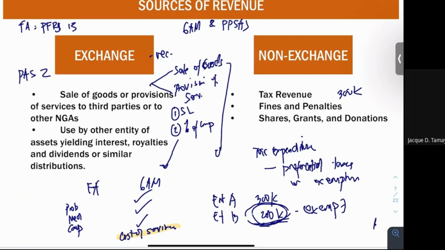How do we measure it? We measure it at the fair value of the fine or penalty or the amount to be received based on that fine or penalty. Furthermore, you measure it or recognize it once it becomes probable and measurable.